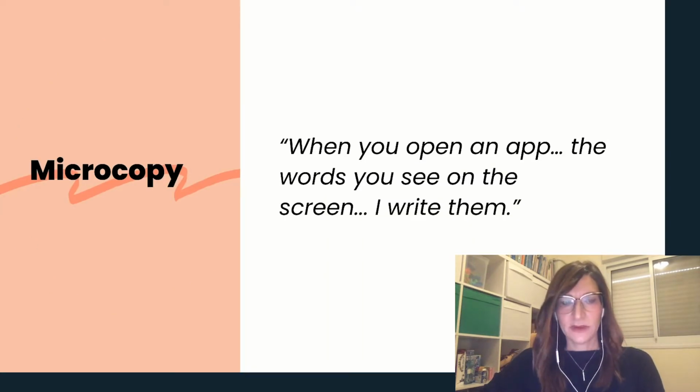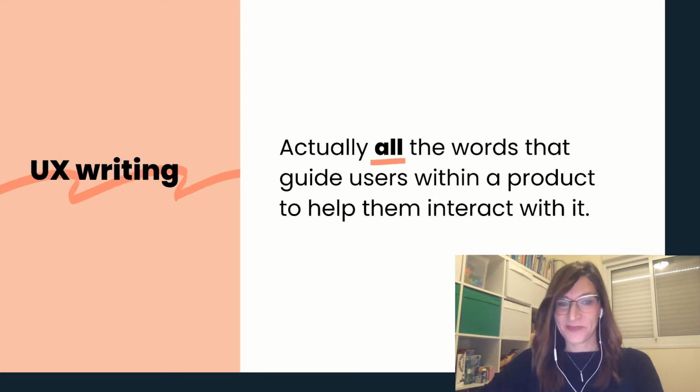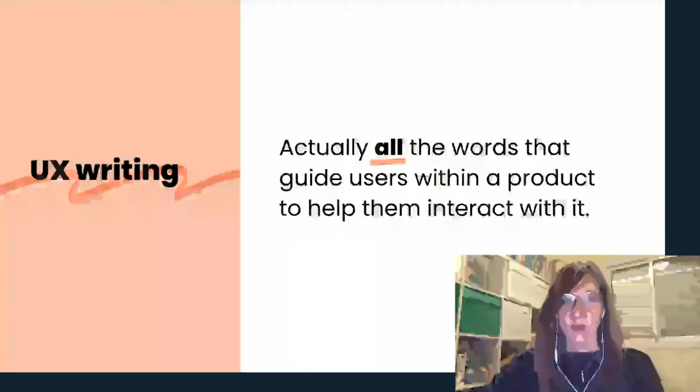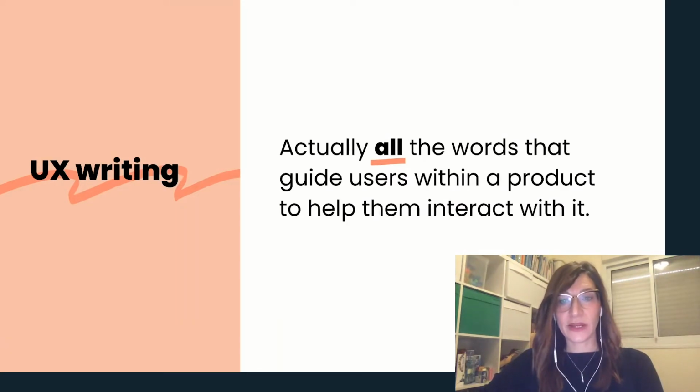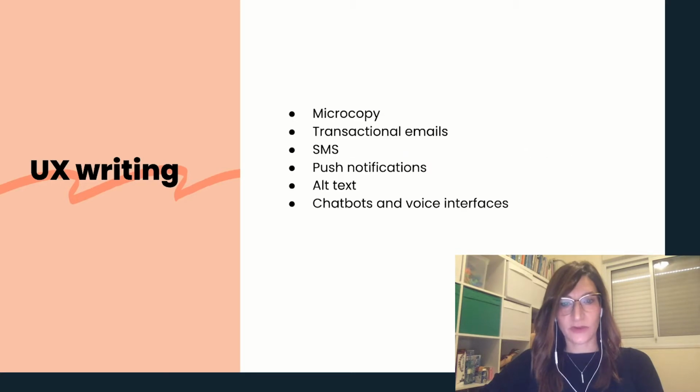So my cocktail party line, because when I say I'm a UX writer, most people give me a blank stare, is when you open an app, the words you see on the screen, I write them. But that's just microcopy, and UX writing actually covers a lot more than that. It's all the words that guide a user within a product. That's the microcopy on the screens.